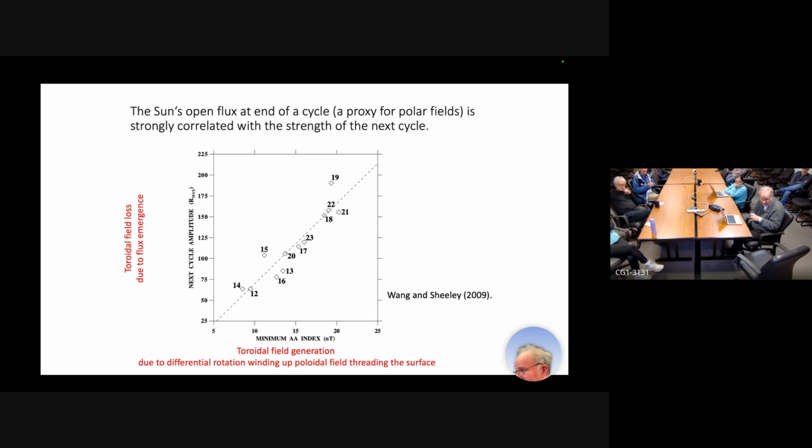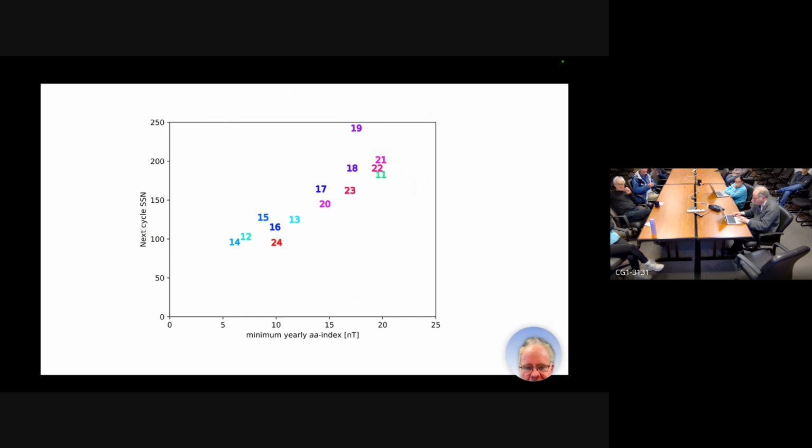And so the x-axis is a measure of the toroidal field generation, and the y-axis is the toroidal flux loss due to emergence. You can add cycle 24 to this, and within the noise level, you can also add cycle 25, which is currently being observed. So here we see cycle 24, and cycle 25 has a higher minimum AA index and turns out to be about 150. So it will fit nicely on this plot.